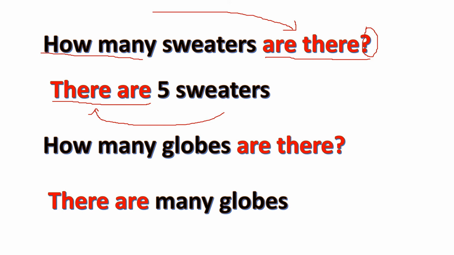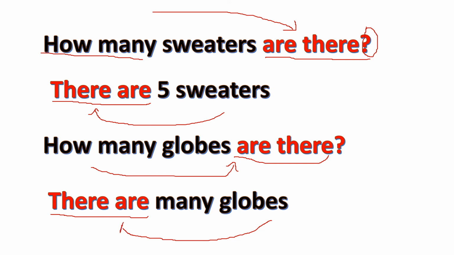The other example. How many gloves are there? ¿Cuántos guantes hay? Did you see? Are there is a question and is at the end of the sentence. Es una pregunta y va al final de la oración. There are many gloves. Hay muchos guantes. There are. It's affirmative. Es una afirmación. And this is in the first part of the sentence. Va al principio de la oración.